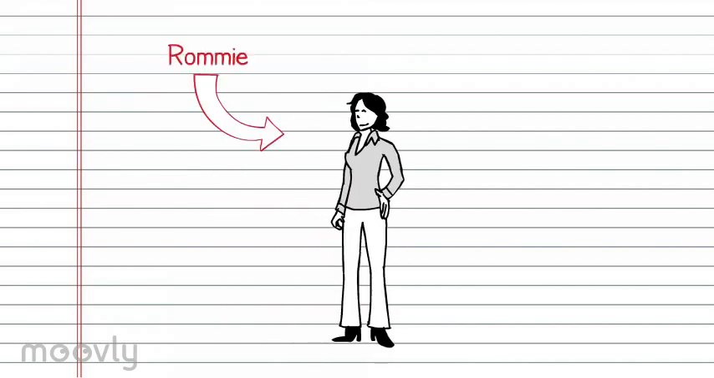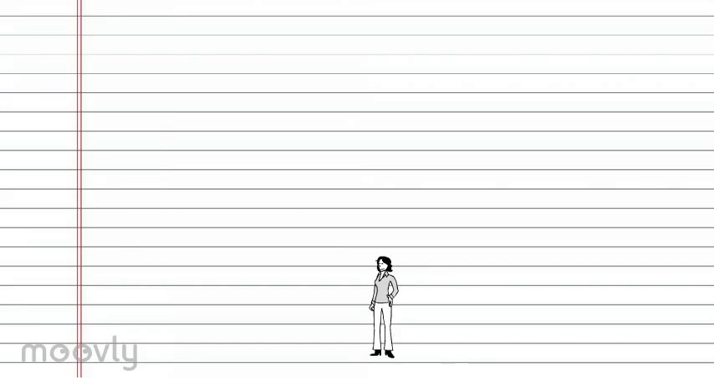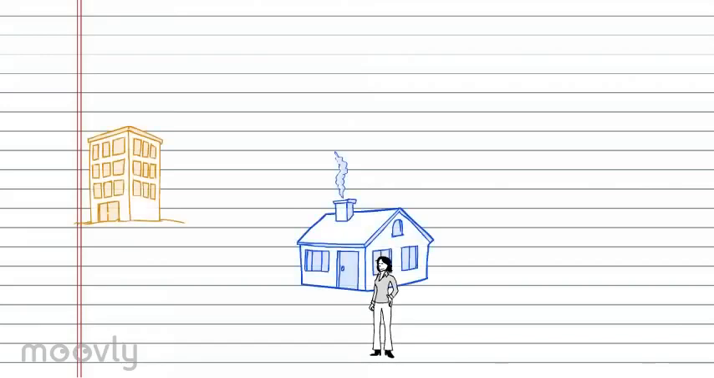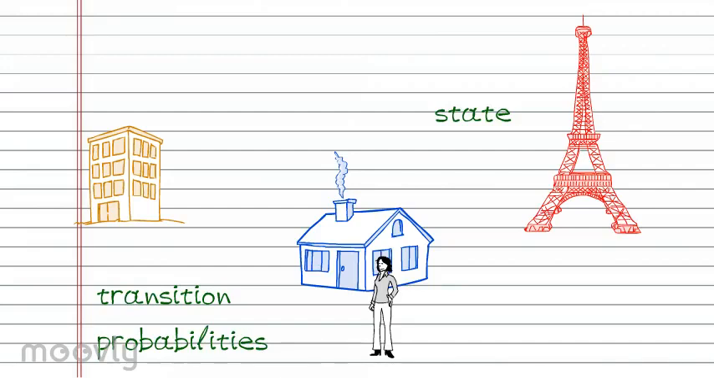A simple example of a Markov process might be a person. We'll call her Romy. Let's say that Romy can travel between 3 different possible places: work, home, and the Eiffel Tower. In this Markov model, each of these 3 locations is called a state. Now what we need is a series of transition probabilities. Transition probabilities tell us which state Romy is likely to travel to, given where she is.